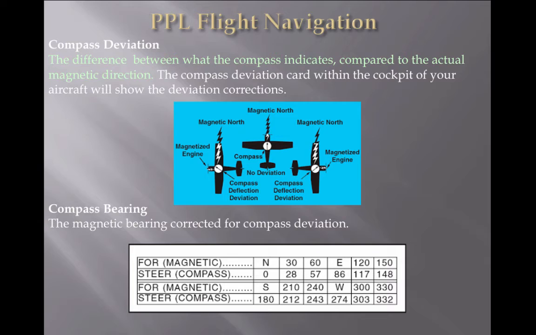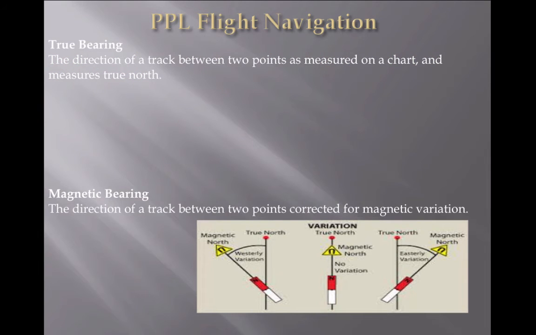And if you want to see a prime example of what electrical or magnetic interference can be caused within the aircraft, just hold up your cans up to the compass or close enough to it and you'll see that it'll go nuts. The compass bearing is the magnetic bearing corrected for compass deviation. Important one to remember, we will be referencing this and you'll be using these terms within the exams.